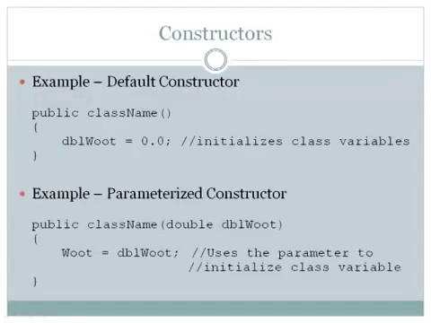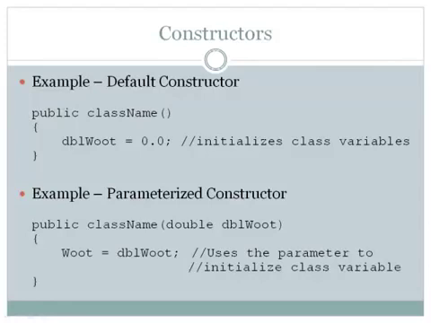So here's an example of a default constructor. We have public and then whatever the class name is, the parentheses, open curly, and then dbowoot, which is just a random variable name, equals 0.0 semicolon. So assuming that dbowoot is the class's variable, then I've initialized the variable and then closed the curly brace. So if I created an instance of this object, then I would just say class name, my object name, equals new class name, and then it would automatically use the default constructor.